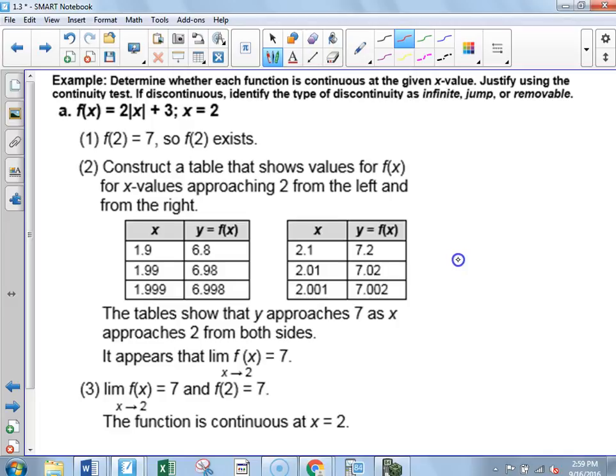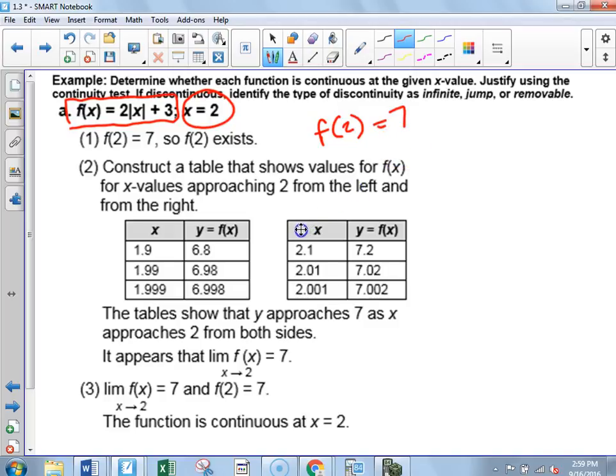I'm going to talk about the 3 ways to prove that something is continuous, and then I'm going to tell you that most of the time you're not going to need to do them, okay? But I want to talk through them. This says f of x equals 2 times the absolute value of x plus 3 is the function we're talking about, and it wants to know, is it continuous at x equals 2? The first test is plug it in and see if it works. Okay? If you put a 2 in, what do you get out, guys? 2 times the absolute value of 2 plus 3. You get out a 7.